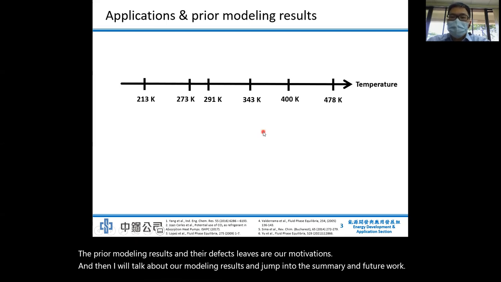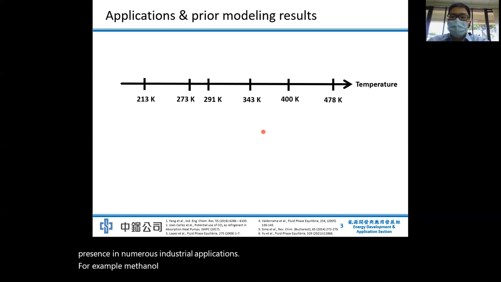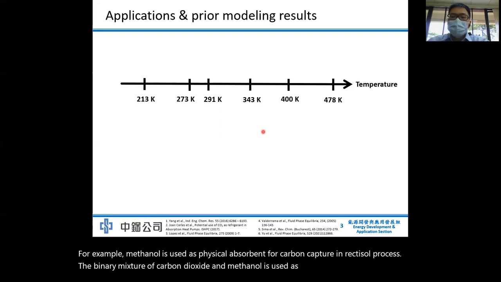Accurate fluid phase equilibrium modeling for this binary system is of high interest because it presents in numerous industrial applications. For example, methanol is used as physical absorbent for carbon capture in rectisol process. The binary mixture of carbon dioxide and methanol is used as working fluid in heat pump processing.